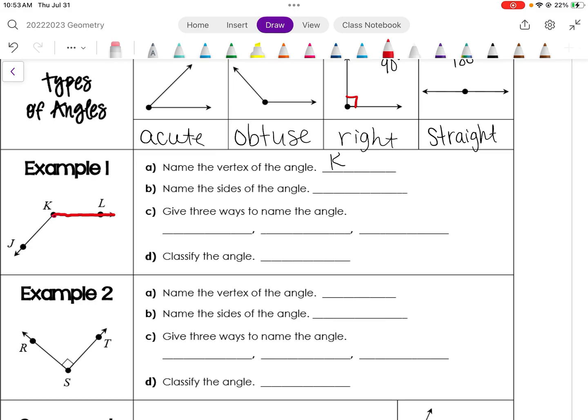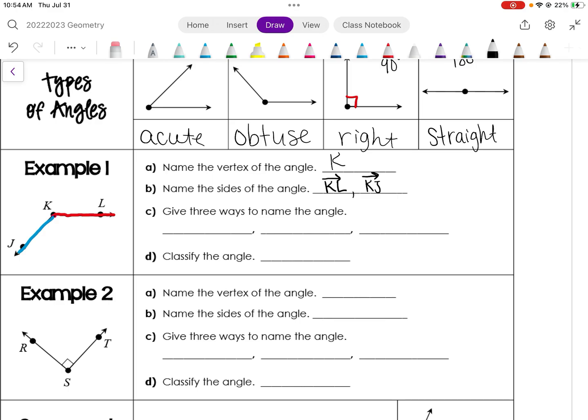Think back to our very first lesson. If I'm naming rays, the end point goes first, and then you pick one other point that ray extends through, and you use the ray symbol. So KL is a side, it's a ray, and then KJ is the other side. Starts at K, extends through J with the ray symbol. Part C, give 3 ways to name the angle.